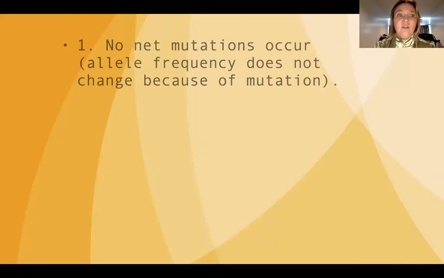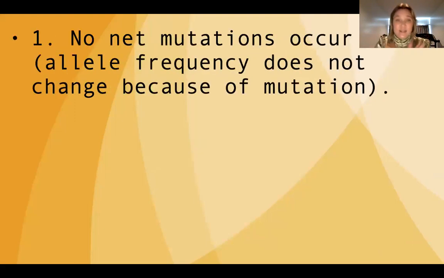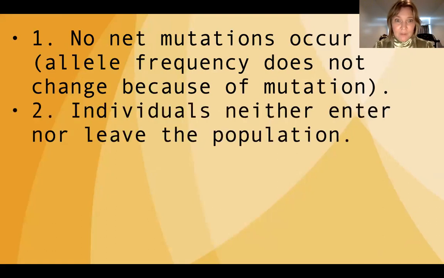But they wanted to come up with how could a population maintain its allele frequency and not evolve? So assumption number 1, there are no net mutations. So allele frequency is not going to change because of a mutation. Of course, we know that mutations do occur, but like I said, I'll talk about that in the next video on Wednesday. Assumption number 2, individuals neither enter nor leave the population. Of course, we know that's not true as well.